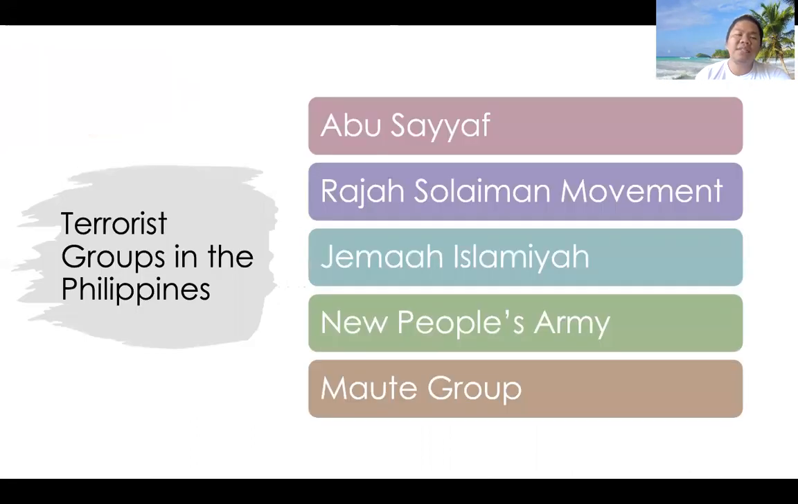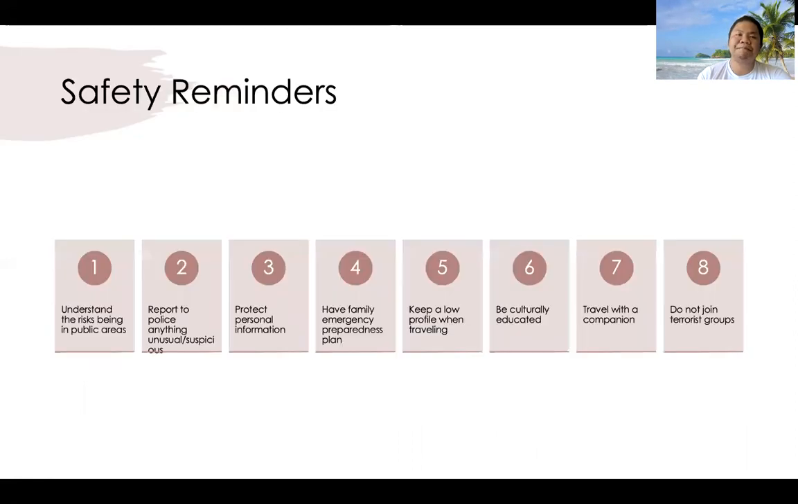So there are lots of terrorist groups in the country. These are some of them. This is the Abu Sayyaf group, the Rajah Sulaiman movement, the Jemaah Islamiyah, the New People's Army or the NPA, and the Maute group. So for the activities that they do, you may check our book, or you may search some research news clips about these terrorist groups in the Philippines.